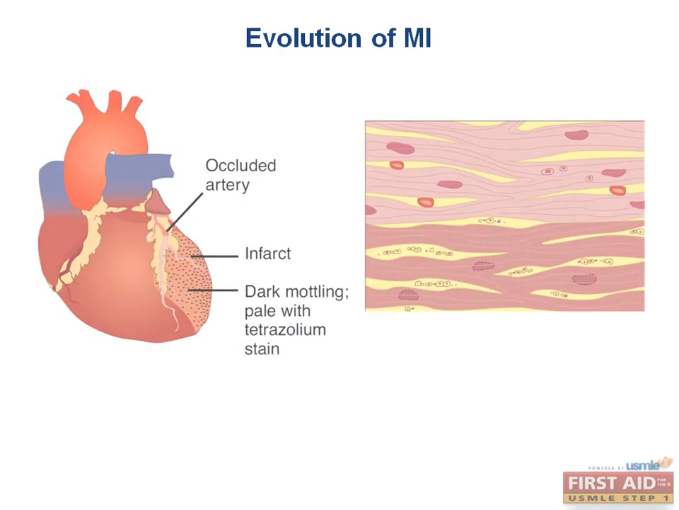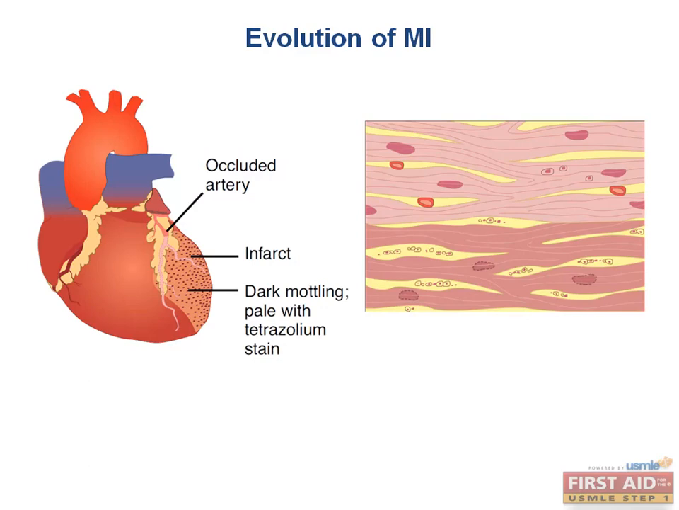And that is exactly what we see here in this image. So let's look at the features of an MI visible in the first 4 to 12 hours. Your step 1 exam will describe the histopathologic changes or provide you an image of the microscopy. Gross features are nowhere near as high yield, but you can easily understand them if you know what is going on at the microscopic level.